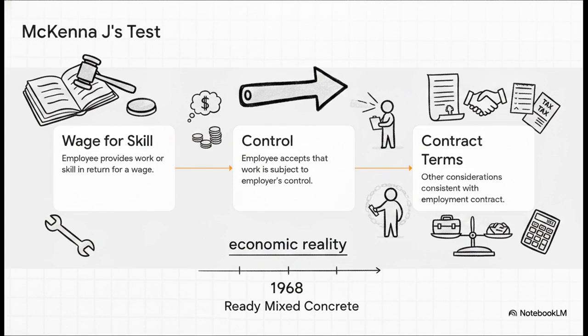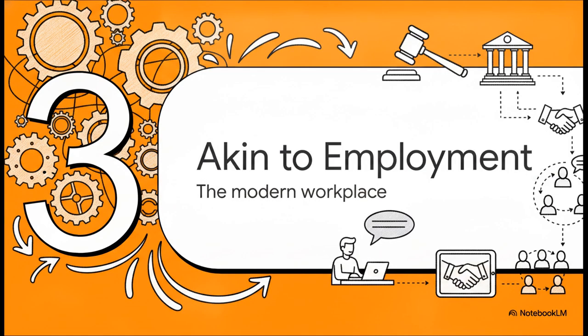1, the worker provides their work or skill in return for a wage. 2, they accept the employer's control over how they do the work. And 3, all the other contractual details, like who provides the tools or pays the tax, are actually consistent with a true employment relationship. Next up, Section 3, relationships akin to employment in the modern workplace.